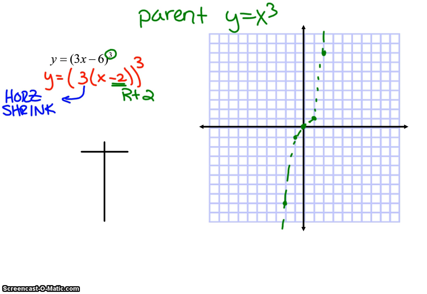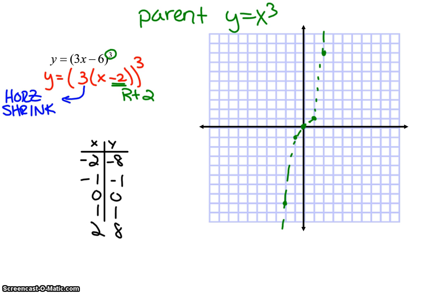Okay. So again, start with your parent points, points from your parent graph, and now we can deal with our transformations. Now I haven't changed my y at all. So I'm just going to go in here and change my x values. Follow your order of operations.